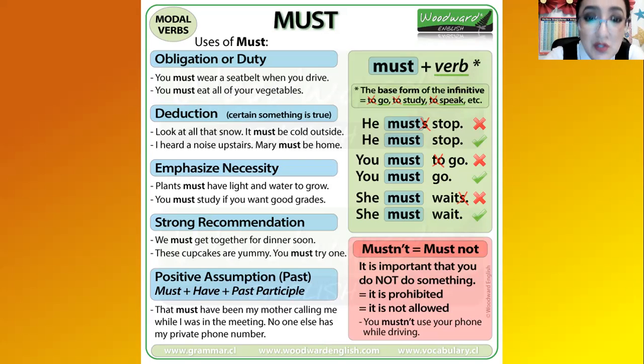Also, it is going to be used when we talk about recommendations, when you want to give a strong recommendation. For example, we must get together for dinner soon. Excellent. Oh, these cupcakes are yummy. You must try one, okay? That is a super recommendation. Or, oh, you must do more exercise. You need it. Oh, remember that you must drink 2 liters of water each day. Oh, those are strong recommendations. You must stop smoking or you will have some troubles.